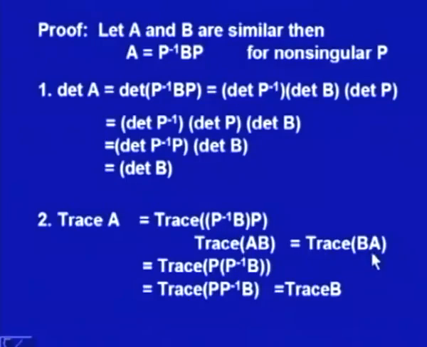So, this means trace of P into P inverse B. The order has been changed, and since this product is associative, we can write trace of P into P inverse B, and P into P inverse is identity. So, identity into B is B itself. So, trace of A is equal to trace of B. So, second result is established.